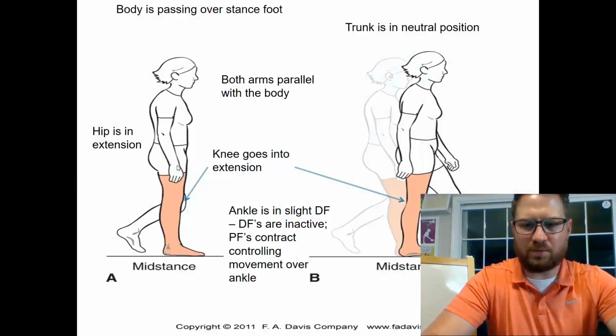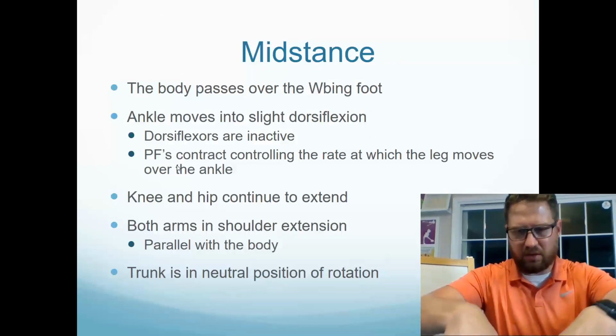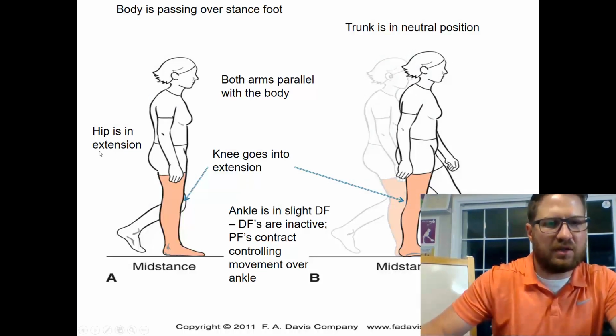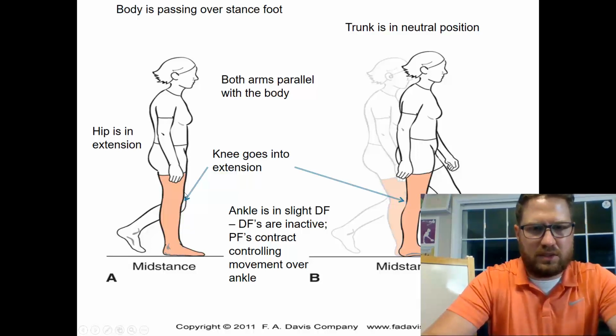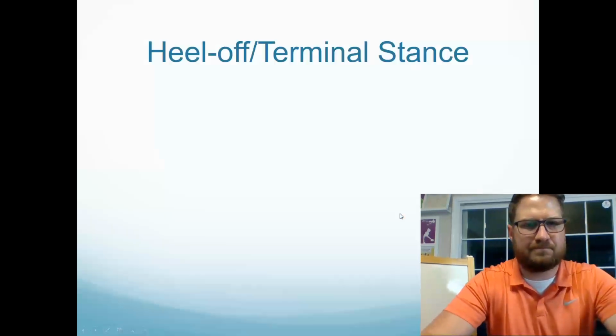Our trunk is in neutral position because our two legs are even. Hip is in extension. Concentrically, our glutes are firing, pulling our body over our foot. Our knees are in full extension, so those are contracting to stabilize and keep us there. And our plantar flexors are controlling movement over our ankle in an eccentric fashion.